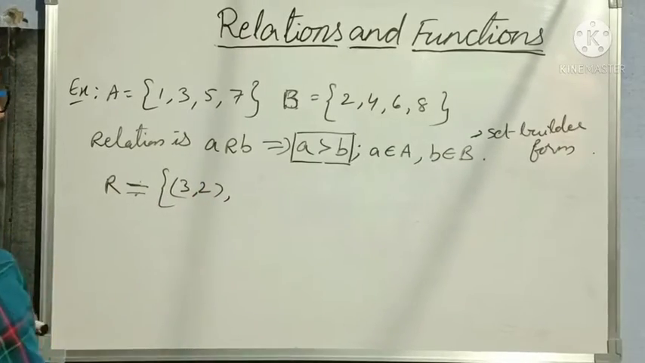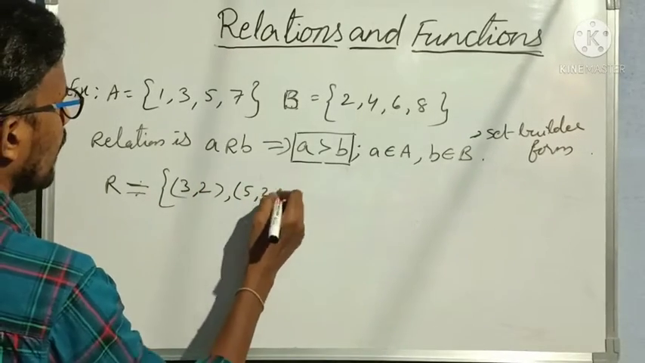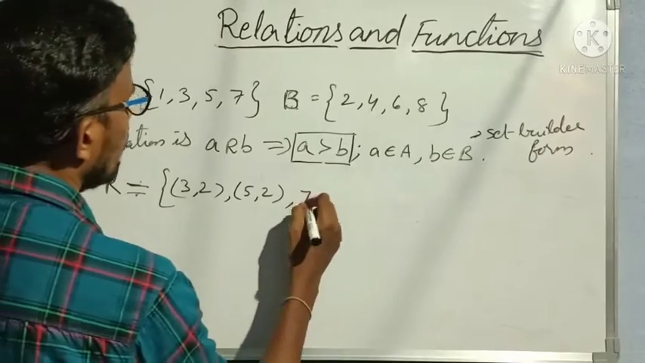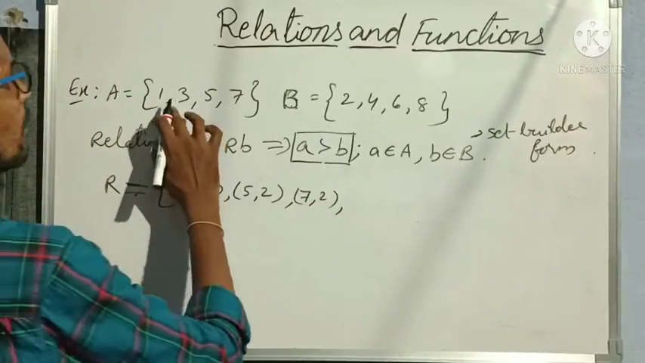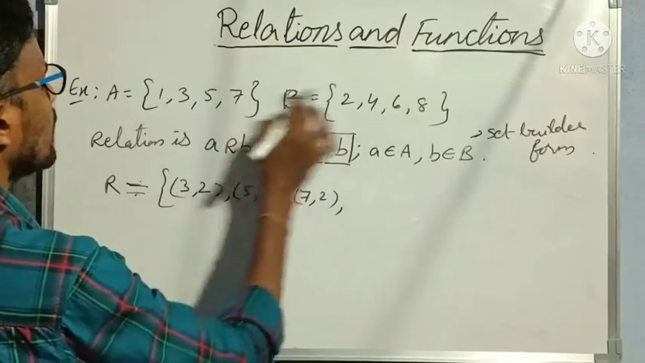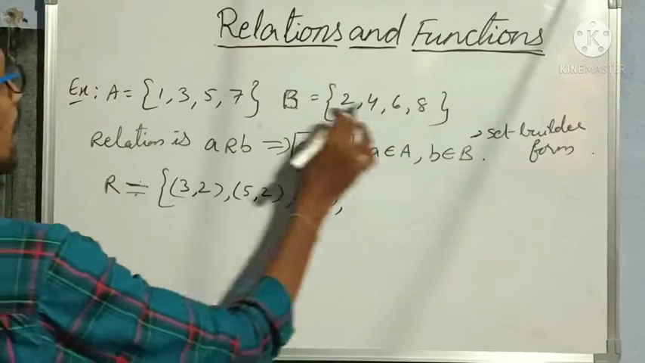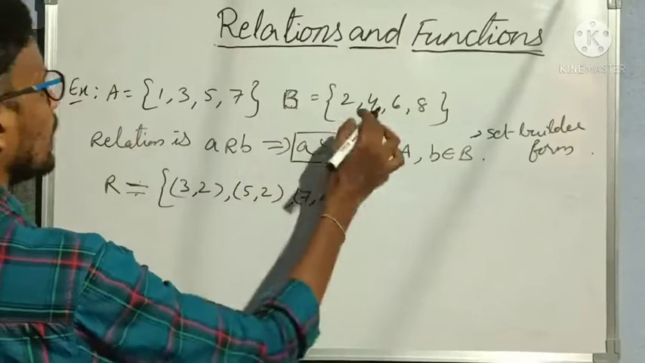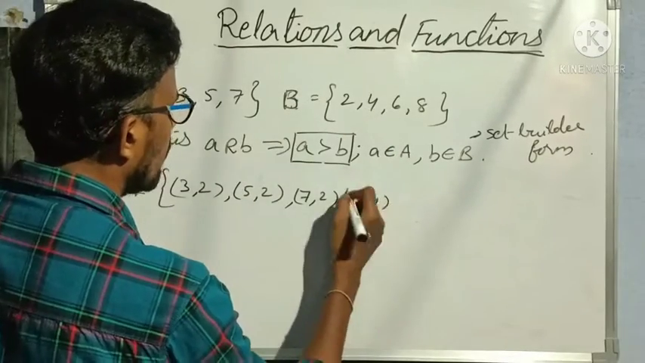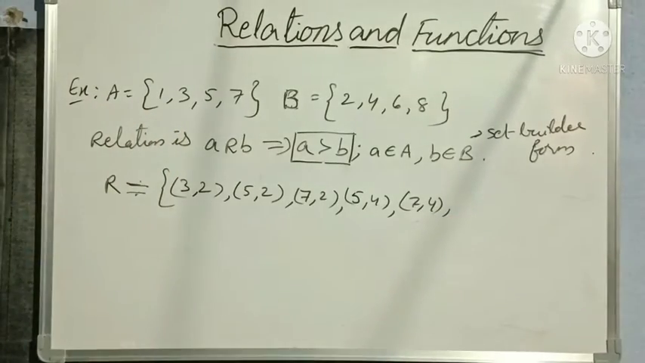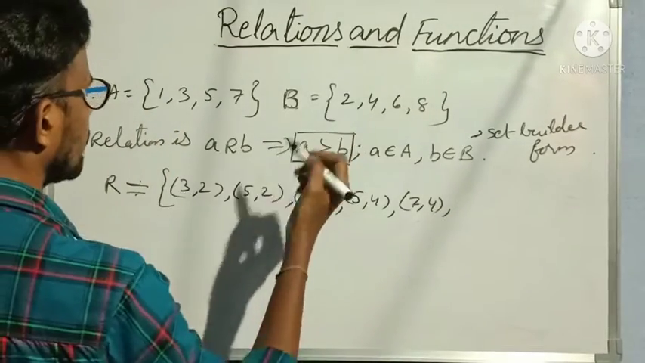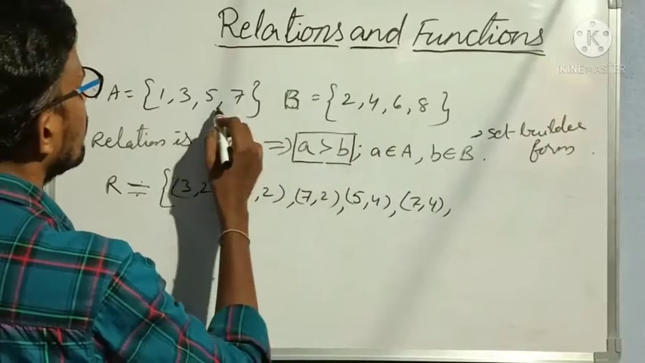Why? Because 3 is greater than 2. In the same way I can take (5, 2). Yes, in the same way I can take (7, 2). Am I correct? Next, can I take (1, 4)? No, why? Because 1 is not greater than 4 here. (3, 4), this is also not possible. (5, 4), yes, this is possible. Next, (7, 4). Next I can take 6.